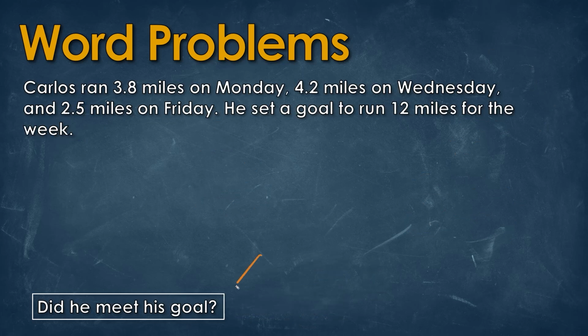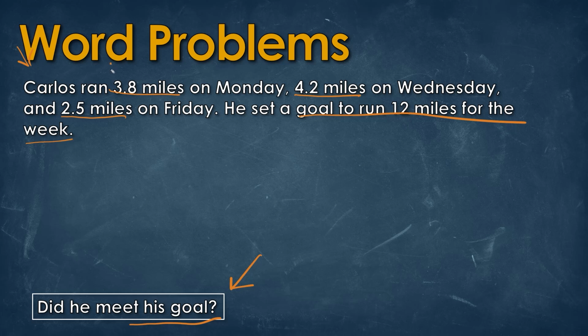Moving on to the next word problem, we have the question, did he meet his goal? From this, we really don't know what the question is asking, so we're going to have to read this all the way through. Carlos ran 3.8 miles on Monday, 4.2 miles on Wednesday, and 2.5 miles on Friday. He set a goal to run 12 miles for the week. Did he meet his goal?